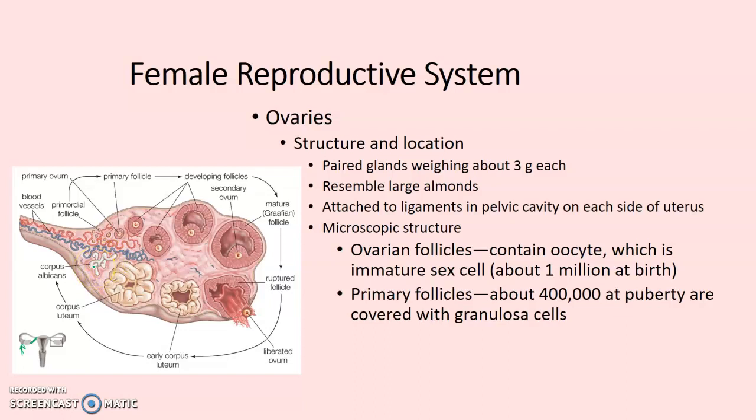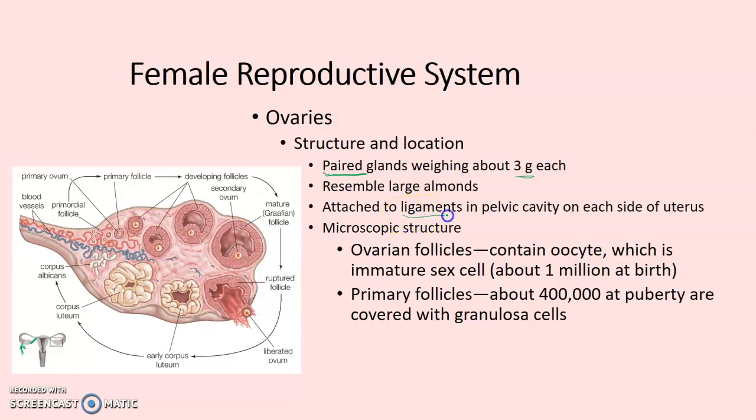So basically, this is the meiosis that happened inside of the ovaries. The ovaries themselves are paired glands, so most women have 2. Sometimes there are a few genetic disorders where a woman may only have 1 ovary. Each one weighs about 3 grams, so they're pretty small. They do look, I wouldn't say they resemble large almonds. They look a little more round to me, but okay.